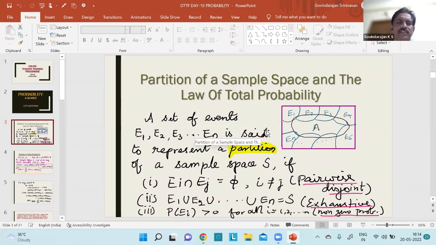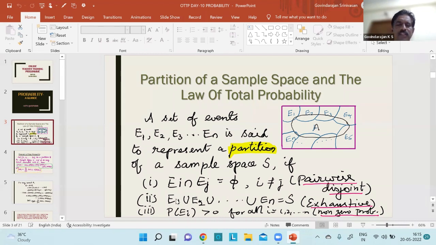A set of events E1, E2, E3, etc., En is said to represent a partition of a sample space. Partition means separate events, separate sets. The first condition is pairwise disjoint, otherwise we can say mutually exclusive events. If we take any two events, their intersection is the empty set. Therefore they are disjoint events, or mutually exclusive events.